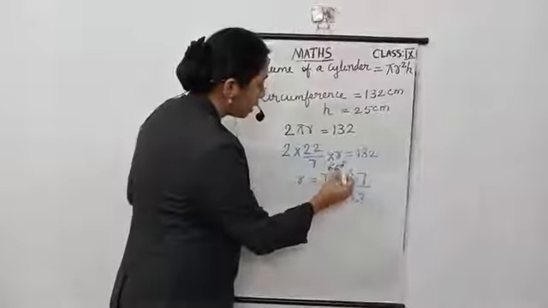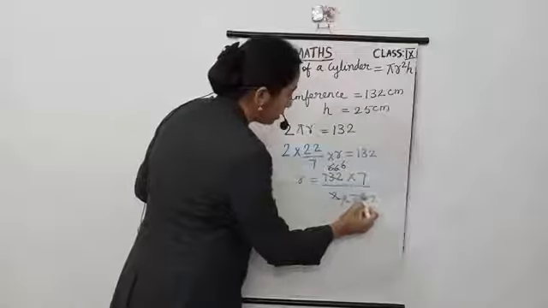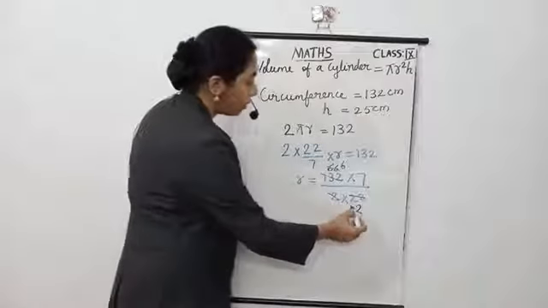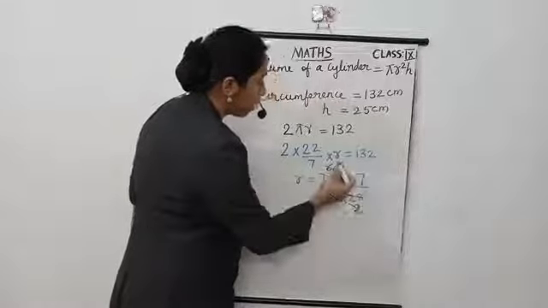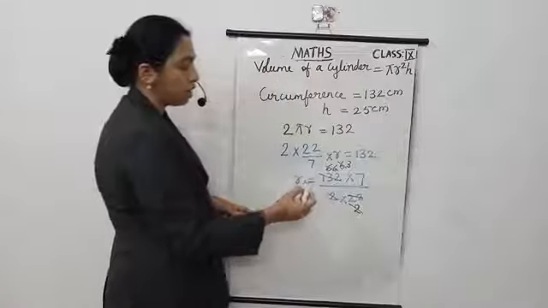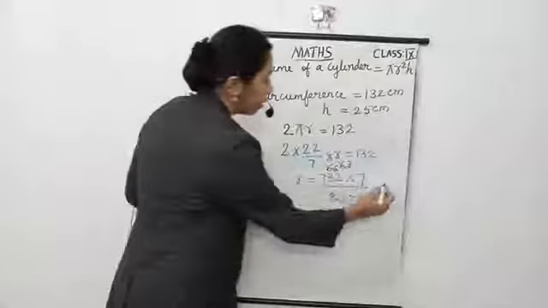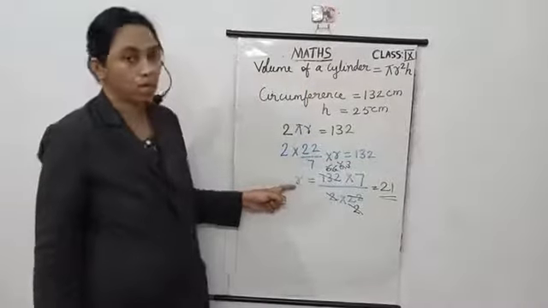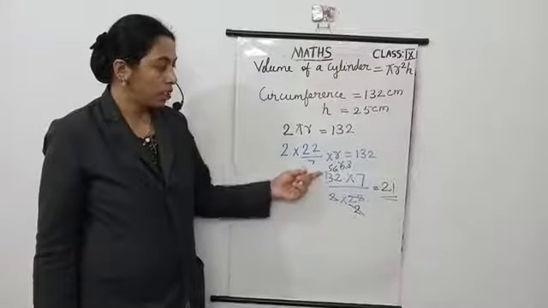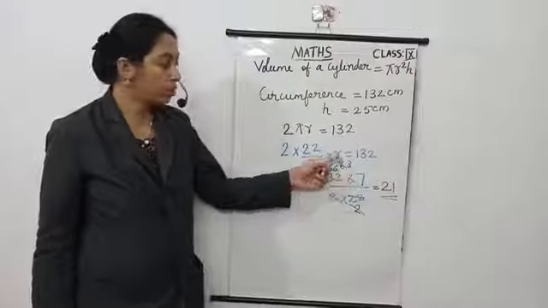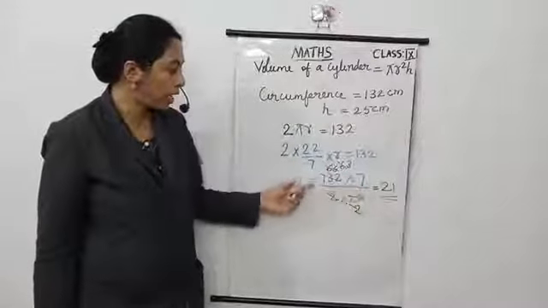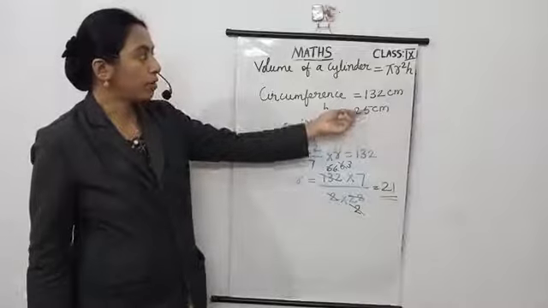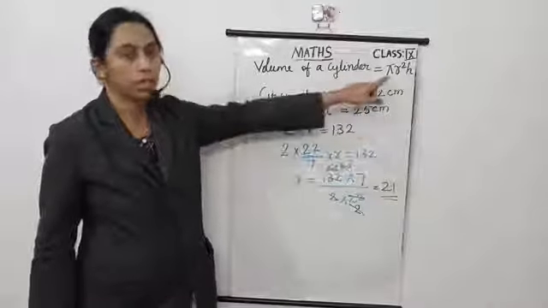So here we get 6, as 11 6s are 66 and 11 2s are 22. Again we can cancel 2 and 6. 2 3s are 6. Finally 3 into 7 equal to 21. So the radius is 21. And the height is already given. So substitute these values in this equation.